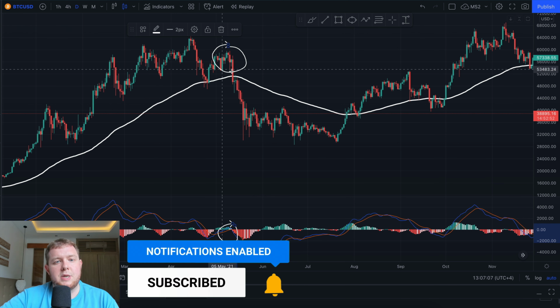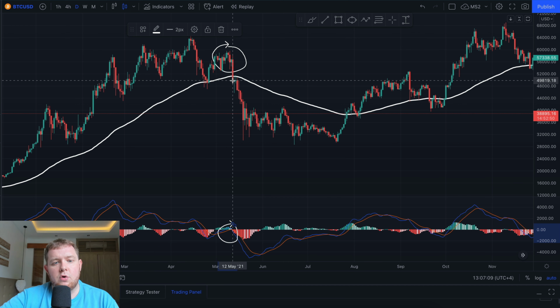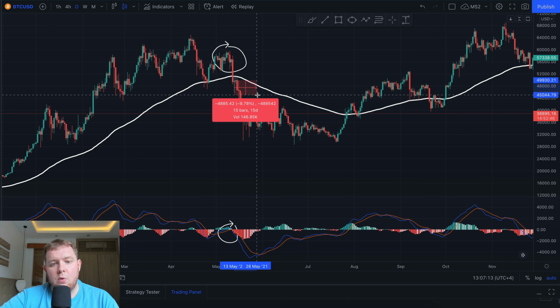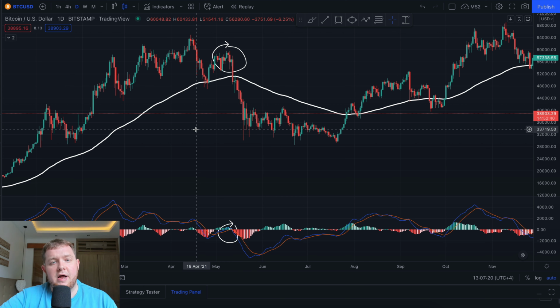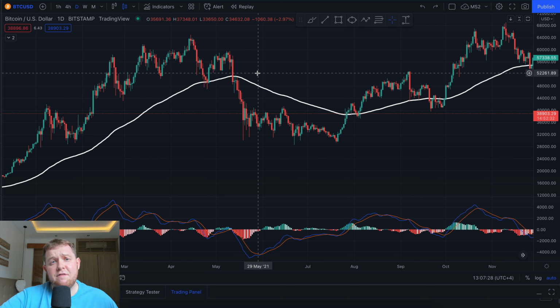We would usually want to enter a trade around about here when it crosses, which is not too bad of an entry point, and then we want to exit around about here. So again, that's a 32% profit, a very nice profit, and a very easy way to go ahead and trade. Definitely let me know if you have any comments down below, guys, throughout this video series, and I'll be more than happy to answer them.